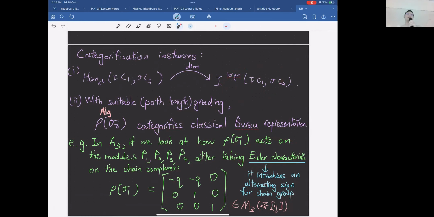Right. The faces, what's the formula for the Euler graph? Faces minus... Yeah, so there's an alternating sign here. But we are considering a more general Euler characteristic.